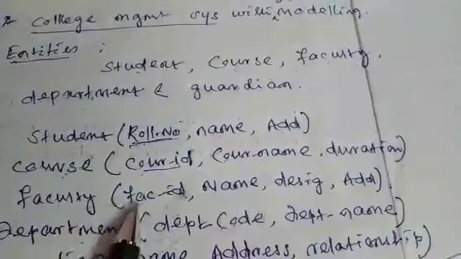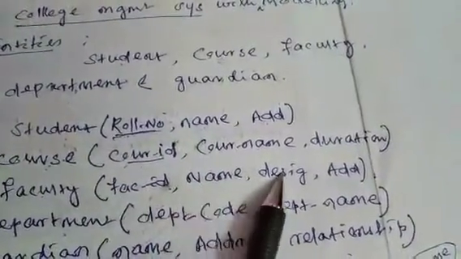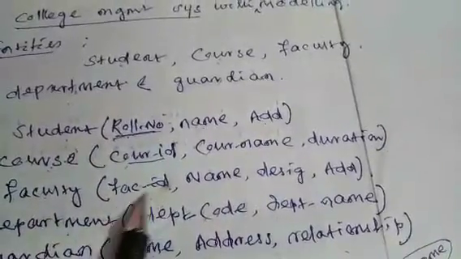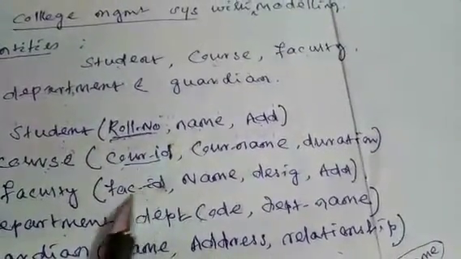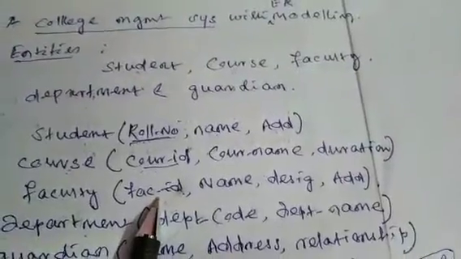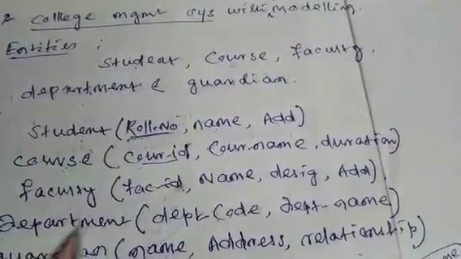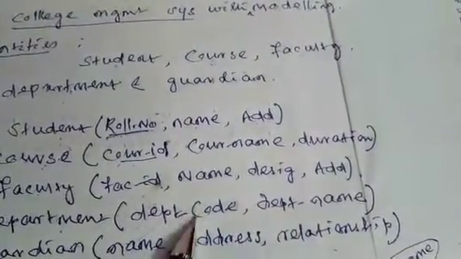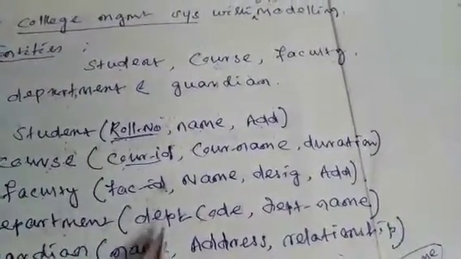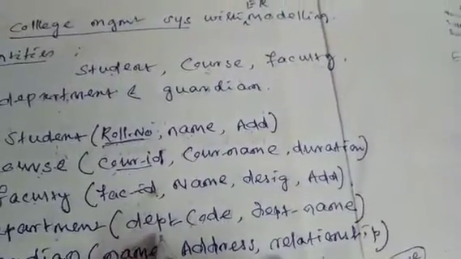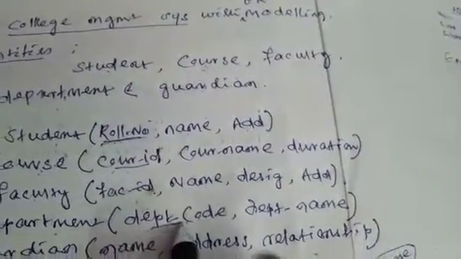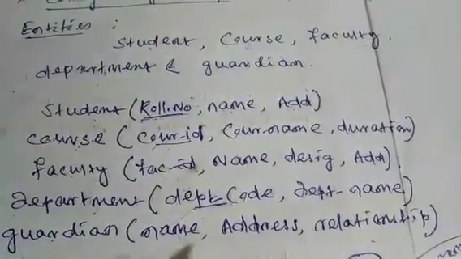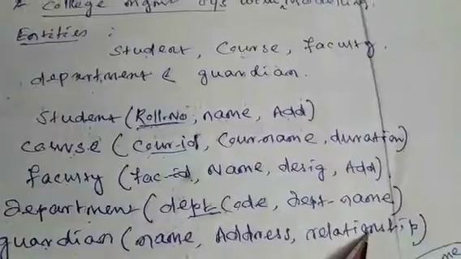Similarly, faculty has faculty ID, name, designation, and address. These are the attributes for the entity faculty, where faculty ID is unique and must not be duplicated. Similarly, another entity is department, where department code and department name are the attributes. Department code is considered as the primary key. Similarly, guardian has a name, address, and relationship with the student.